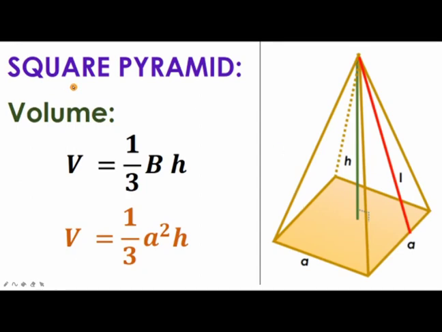For the volume, the general formula is again given by this equation. V is equal to 1/3 times the area of the base times height. But since the area of the base is A squared, the volume of a square pyramid can be calculated using this formula. V is equal to 1/3 A squared H. Again, A here is the side of the square base, and H is the height of the square pyramid.